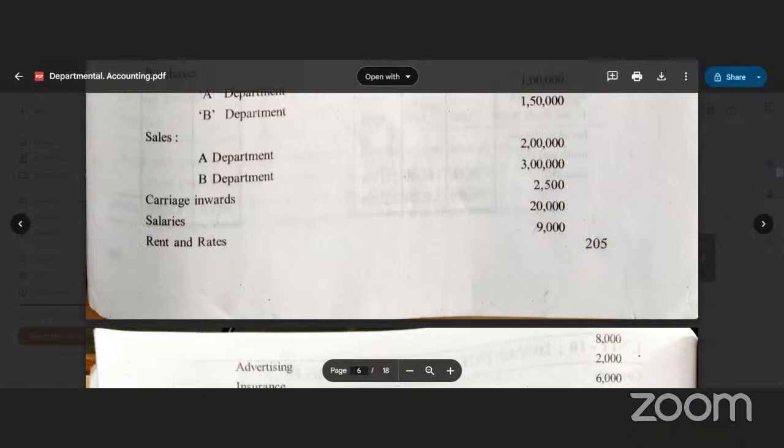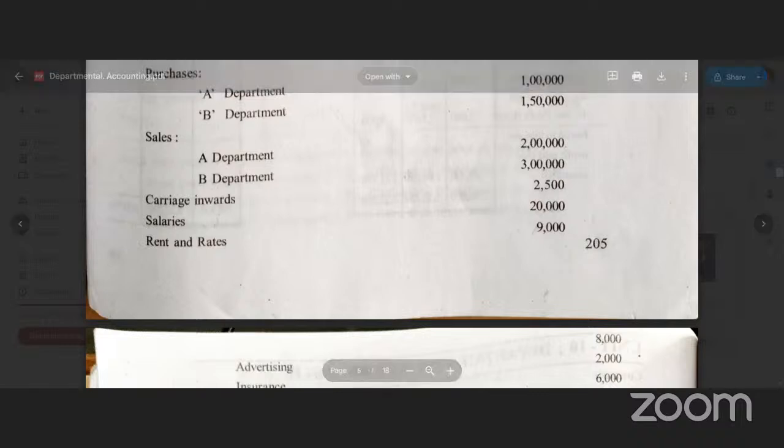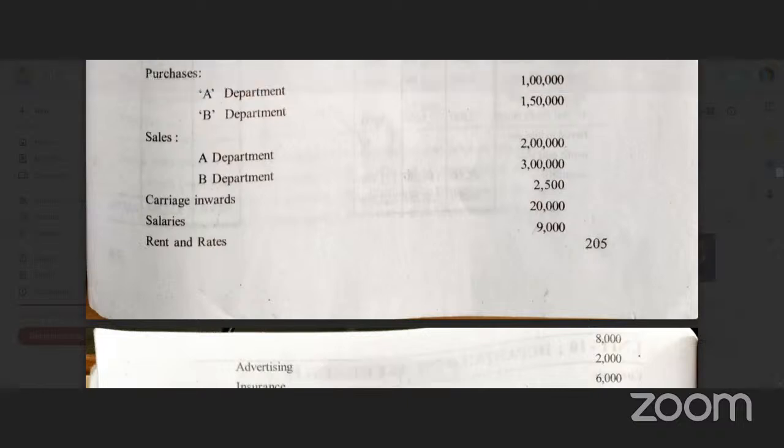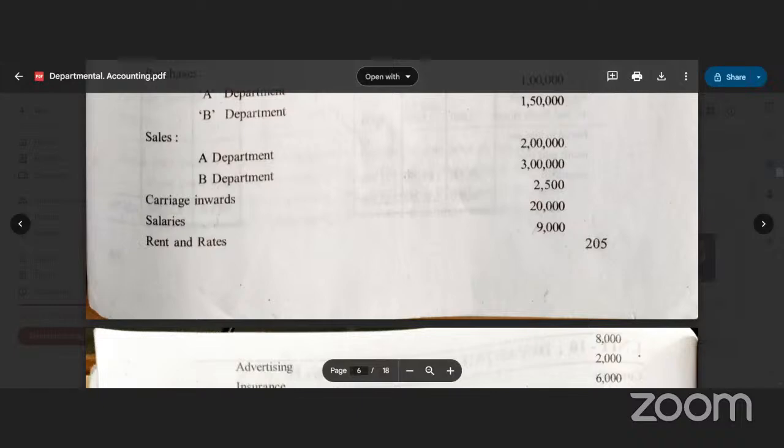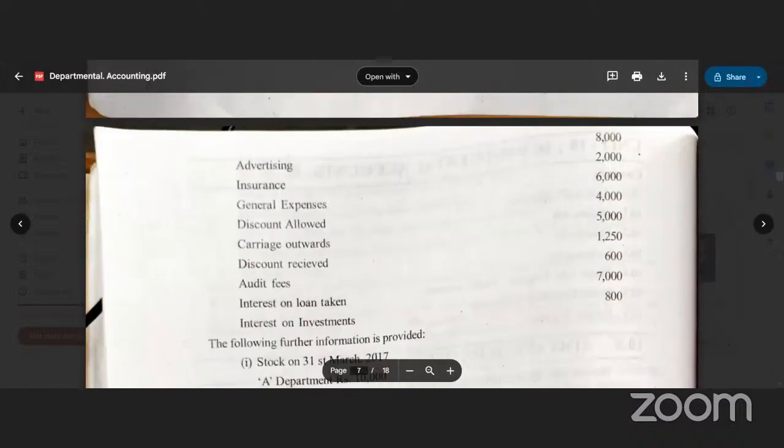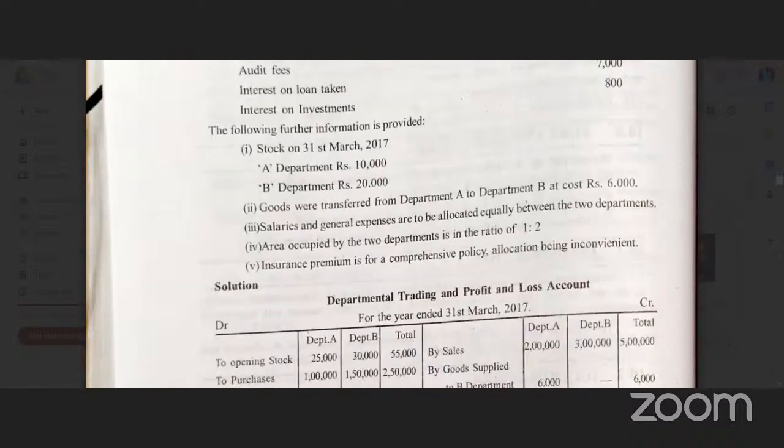Next, rent and rates also given. So rent and rates, on what basis will you divide? Rent on what basis? Area occupied. Rent means double bedroom, single bedroom. How are you allocating the rent of your building? Based on the size only, no?